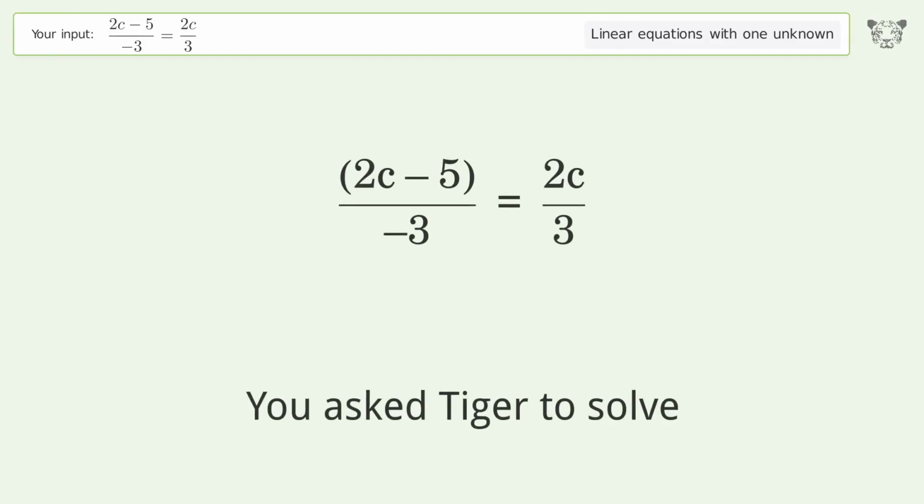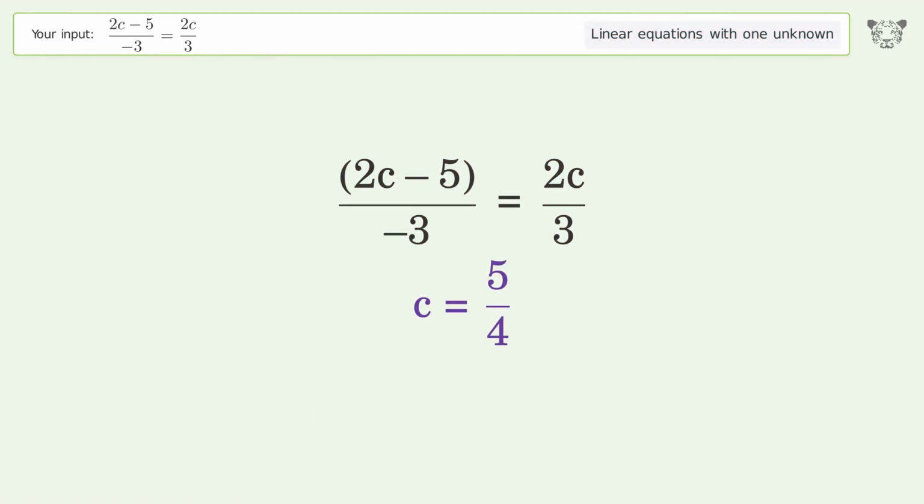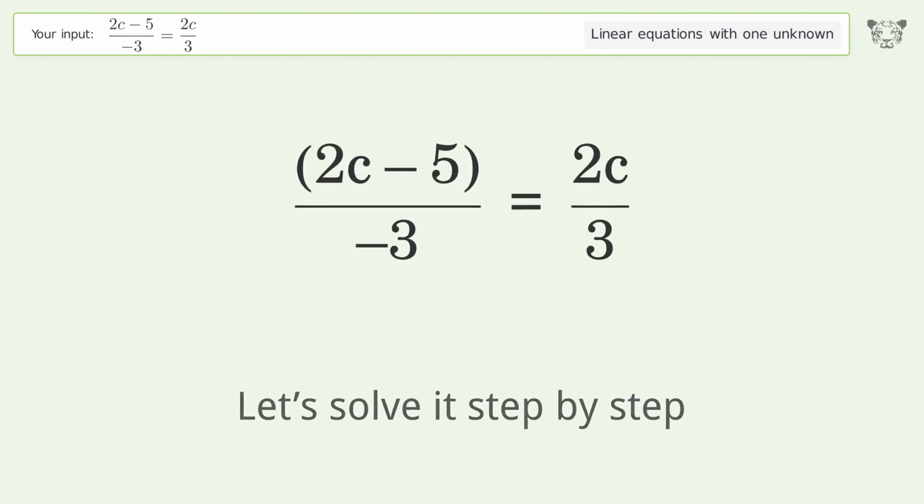You ask Tiger to solve. This deals with linear equations with one unknown. The final result is c equals 5 over 4. Let's solve it step by step.